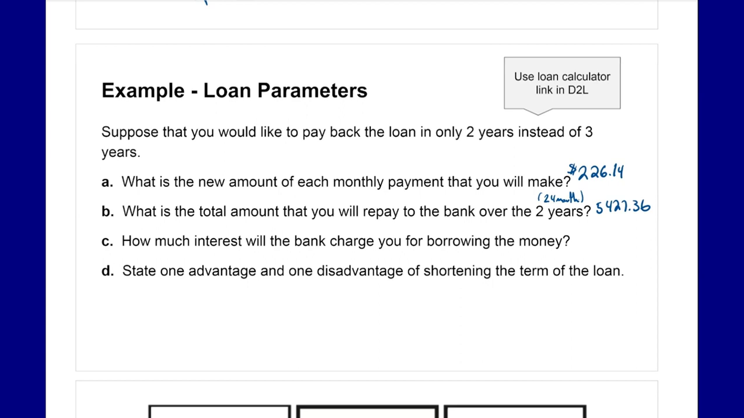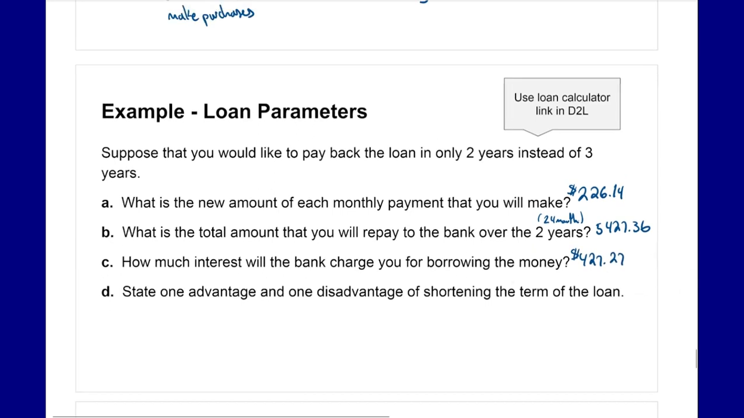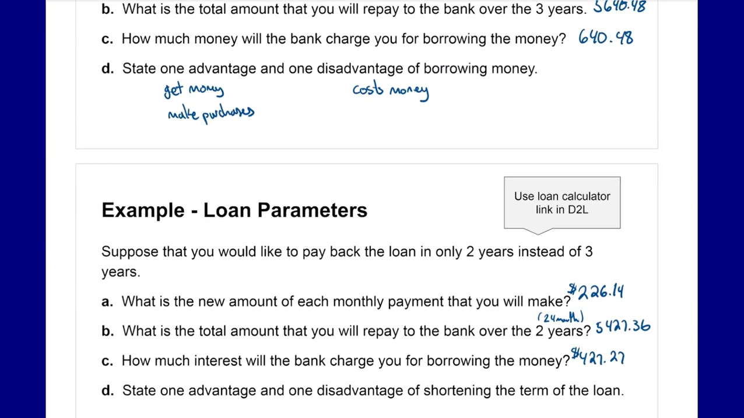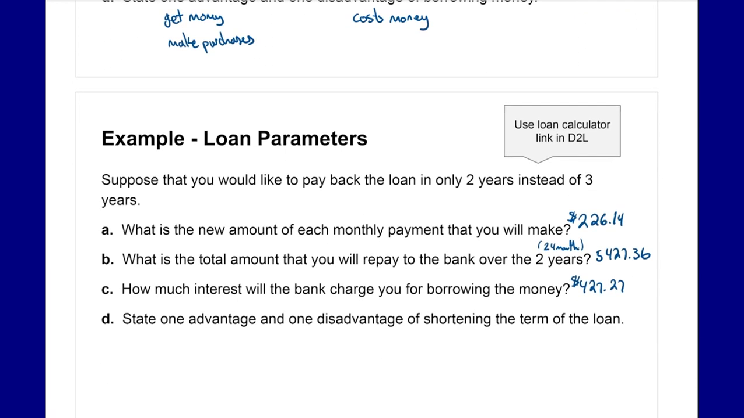It is actually cheaper over the 2 years, which does make sense. We're only really paying an extra $427.27. So if you compare the two, you're paying an extra $220 to pay it off an extra year. So for $220 a year, it might be worthwhile to switch it down to 2 years. So there is an advantage to paying it back over a shorter period of time. Obviously, the advantage: loan paid off earlier.